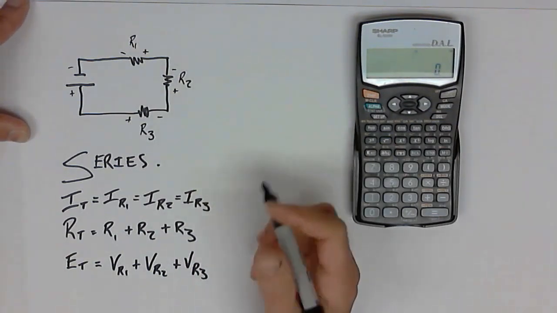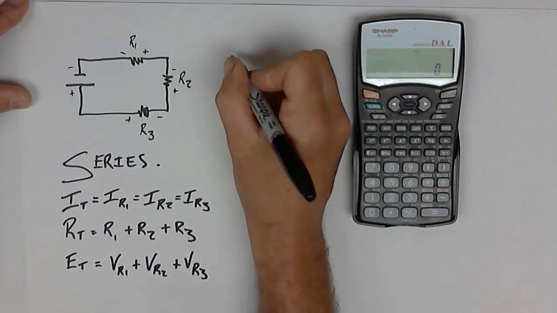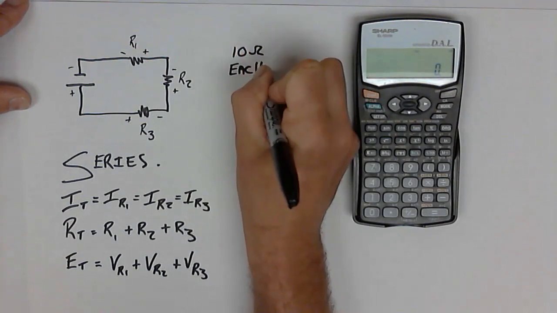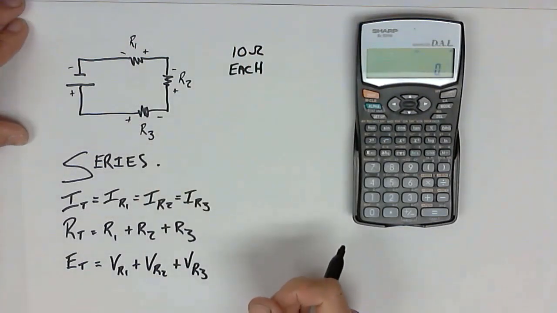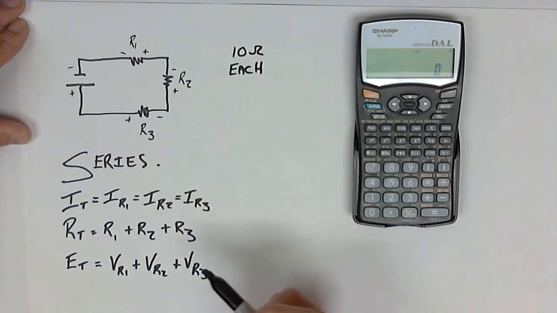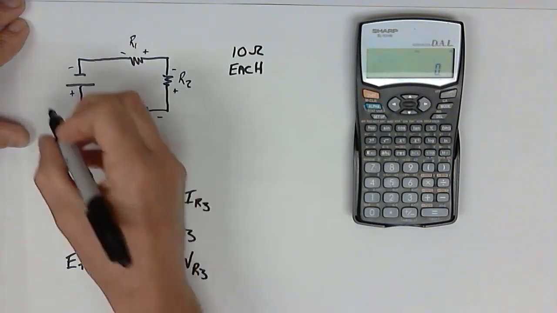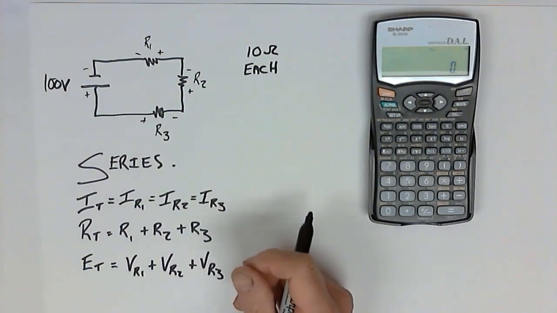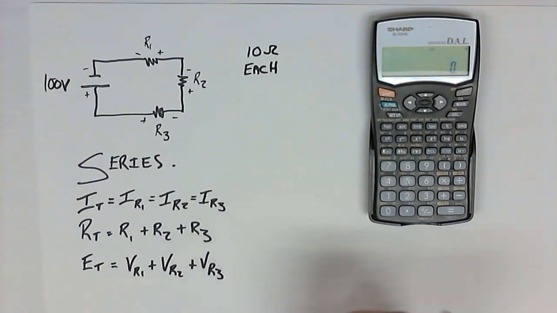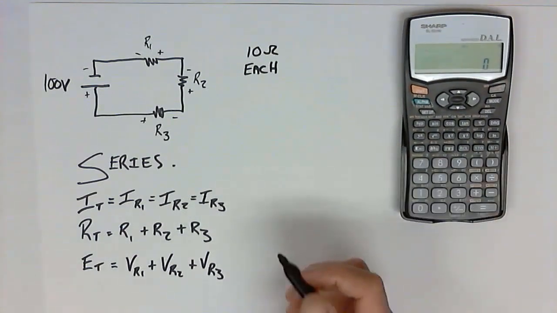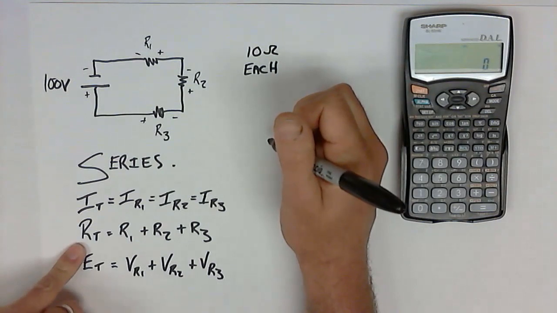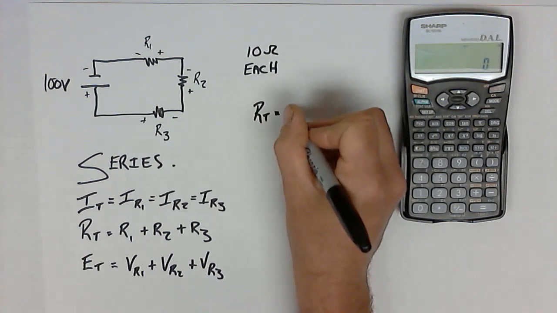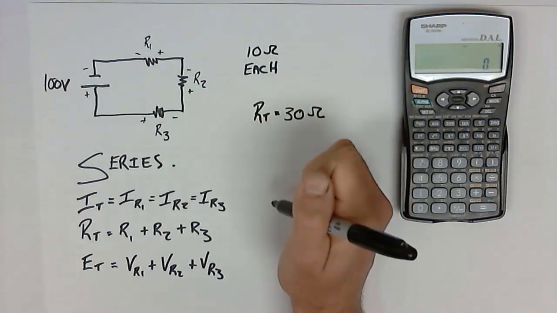And so if we had a circuit, like in this case, where we have, let's say, 3 times 10 ohm resistors, 10 ohms each, that would mean that we need to have a source voltage in there too. Let's say it's 100 volts. 10 ohms each, 100 volts. That means total resistance that I have in this particular circuit is R1 plus R2 plus R3. So R total is equal to 30 ohms because there's 3 of them.